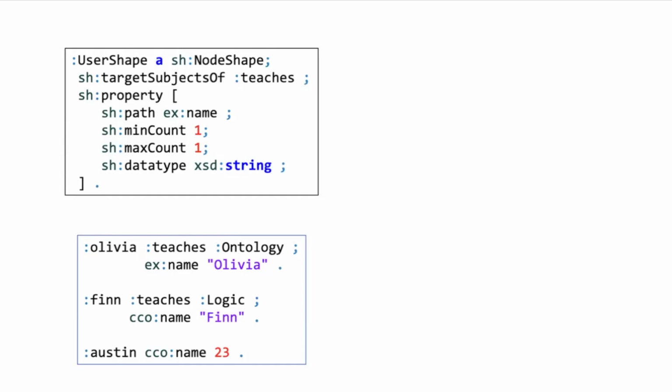Does SHACL just constrain everything? So is it closed world assumption or open world assumption? We'll get to that in a second.